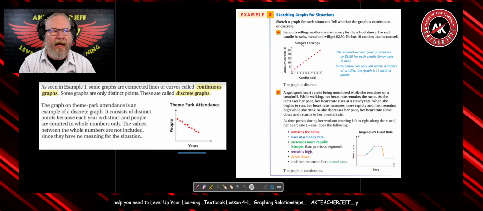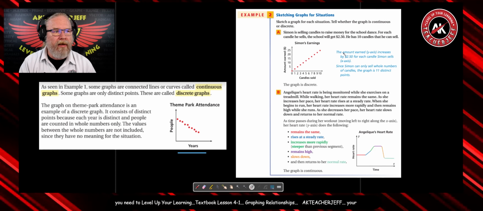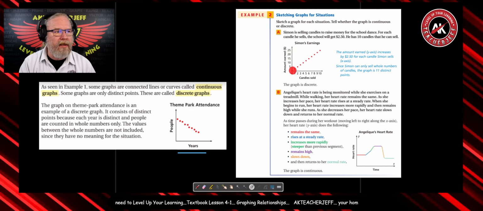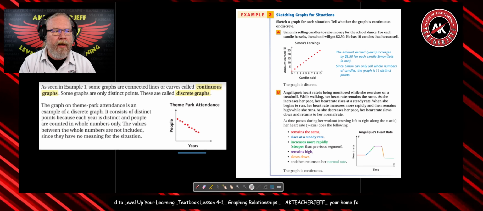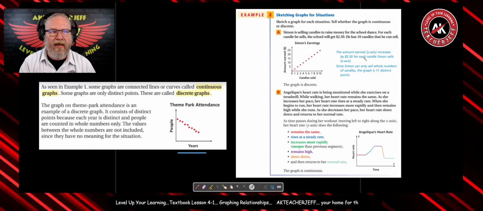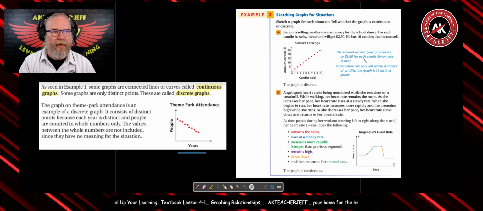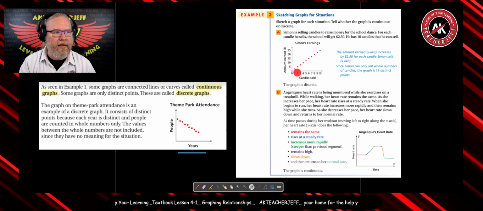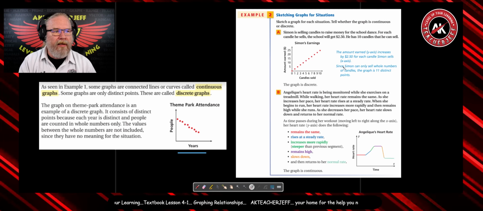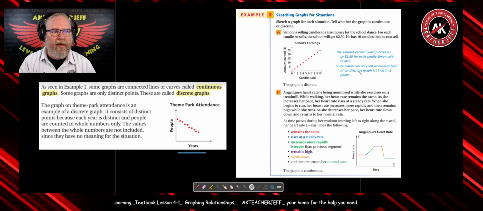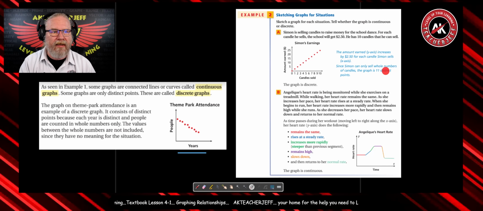Every good graph has a title, Simon's earnings. So the amount earned is the y-axis. Here's the y-axis. It's the amount earned. It increases by $2.50 for each candle Simon sells. That is the x-axis where we list the number of candles sold. Since Simon can only sell whole numbers of candles, the graph is 11 distinct points.